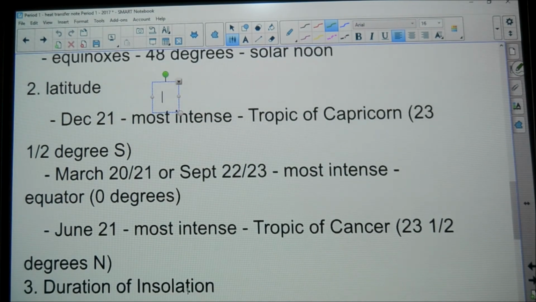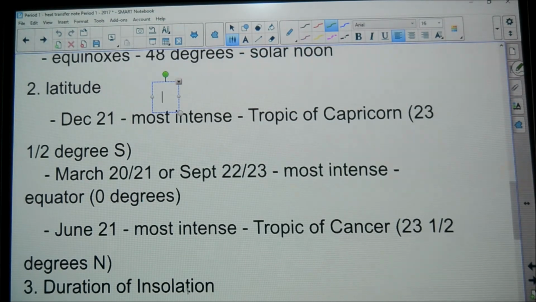Back to astronomy. December 21st, most intense. The sun is directly overhead, or at the zenith, for the Tropic of Capricorn, which is 23.5 degrees south latitude. On the equinoxes, be it March 20th or 21st or September 22nd, 23rd, most intense, the sun is at the zenith for the equator. June 21st, most intense, Tropic of Cancer, which is 23.5 degrees north latitude. That's where the sun is at the zenith on that date.